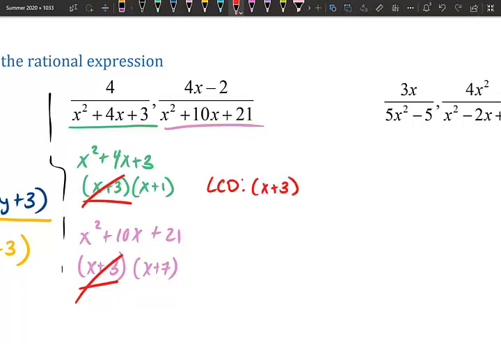They don't share anything else. Since that is the case, we still have to add it to our common denominator because they all have to match. So if the green one has x plus 1, that means the purple one should have x plus 1. If the purple one has x plus 7, that means the green one should have x plus 7. So that's our LCD.